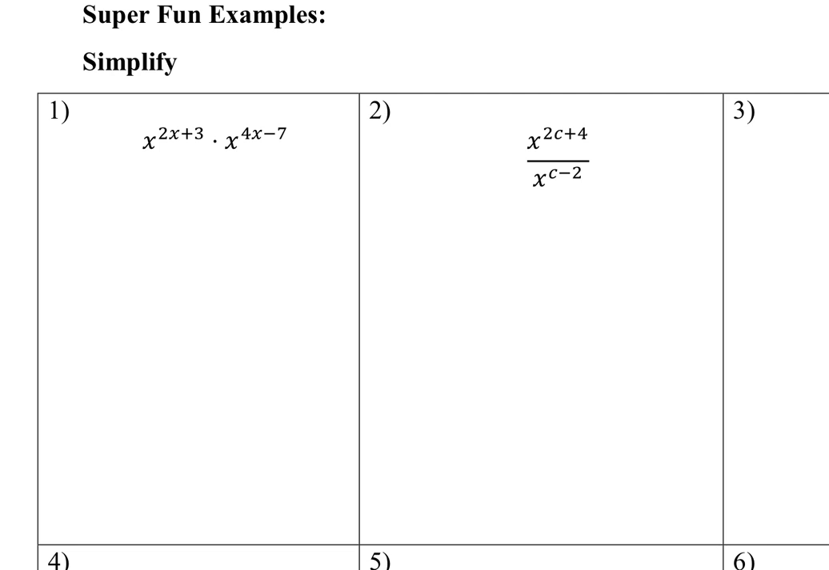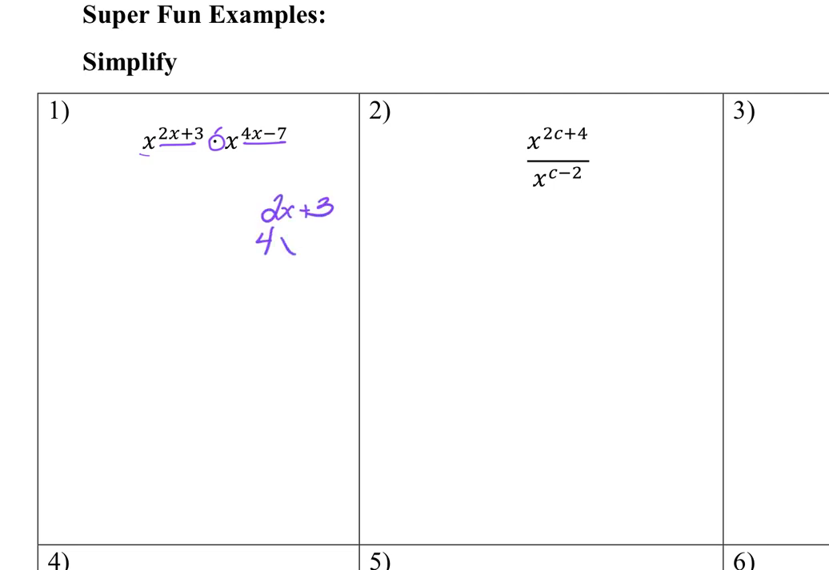Okay. So it's x to the 2x plus 3, and x to the 4x minus 7. We're multiplying these two together. That's what this symbol is right here. We're multiplying. So when we multiply bases, we add the exponents. So the exponents aren't 5 and 2. They're that mess.